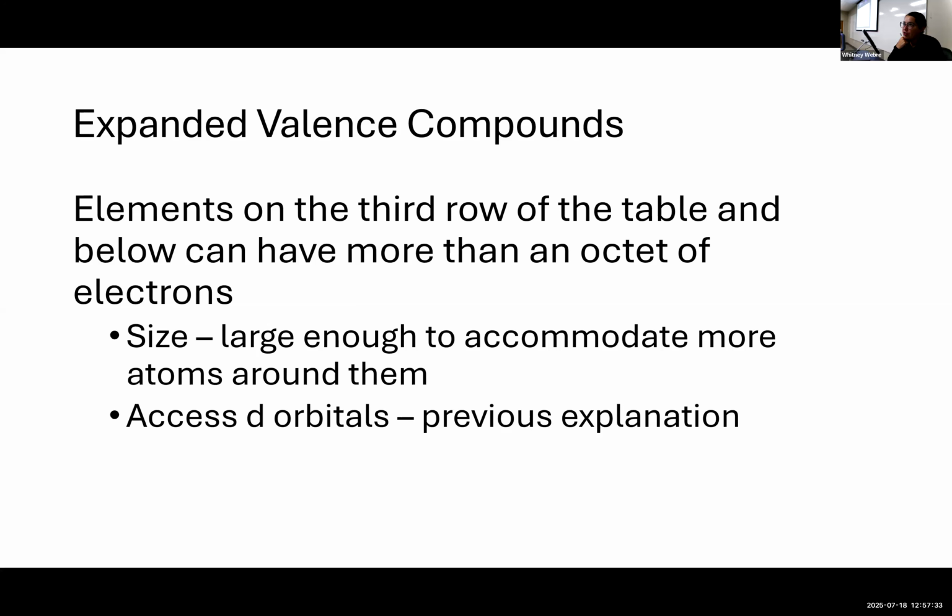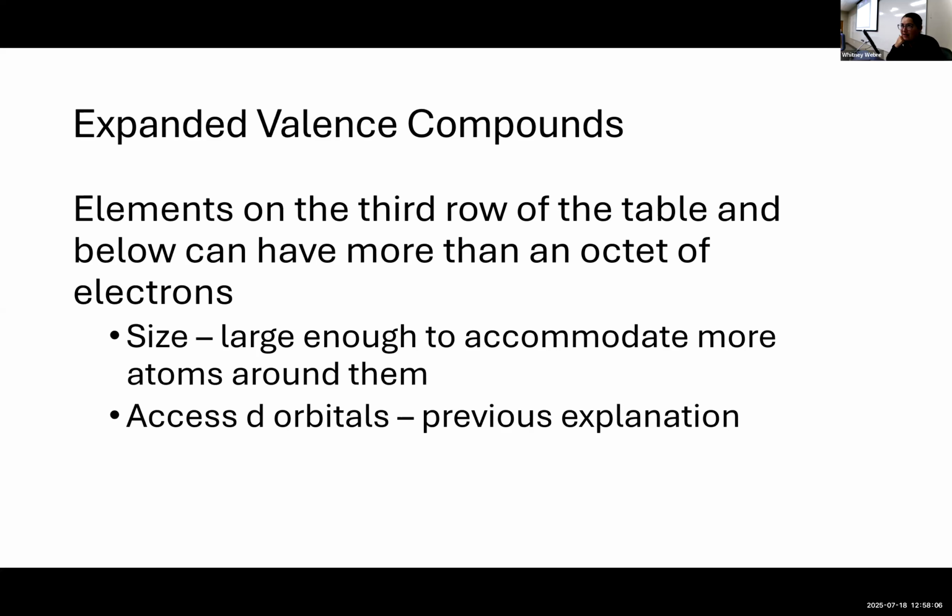But elements in the third row and down, so third, fourth, fifth, sixth, seventh row, can actually have extended octets, more than 8 in their octet. That's because sometimes you can start adding more than 4 bonds to it, and every bond adds 2 additional electrons. These atoms have large enough orbitals around them to accommodate more than 4 bonds.